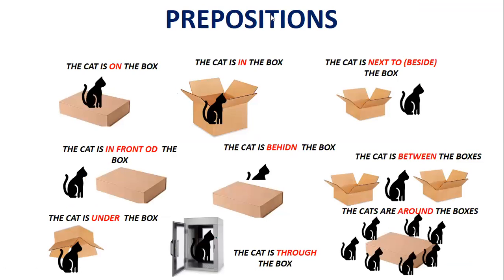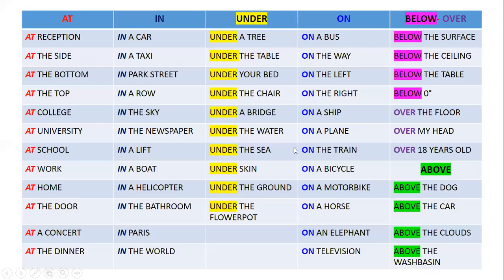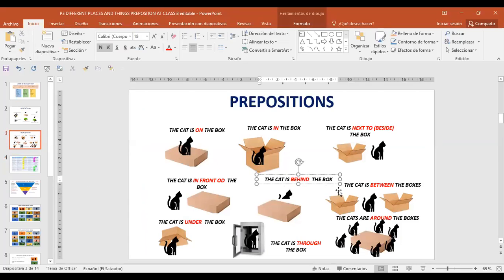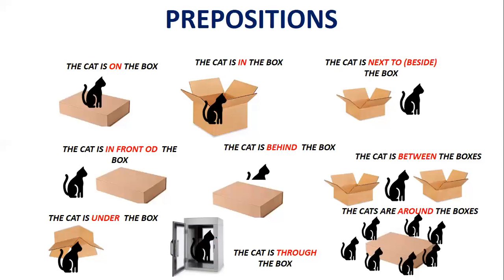See? The cat is on the box. In this case, the cat is touching the surface of the box. So it's on the box. The cat is in the box. The cat is next to or beside the box. The cat is in front of the box. The cat is behind. Excuse me, there is a mistake here. Let's correct that, there is a small detail there. Okay, behind. The cat is between the boxes, right? The cat is under the box in this case. The cat is through the box. The cats are around the boxes in this case, okay?